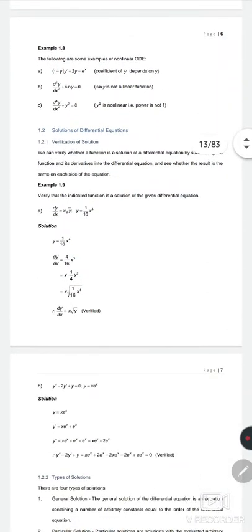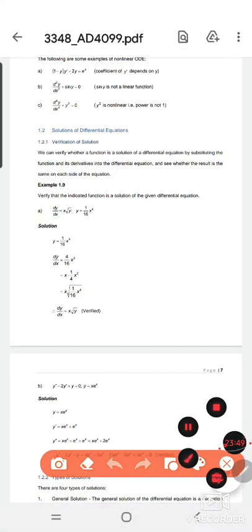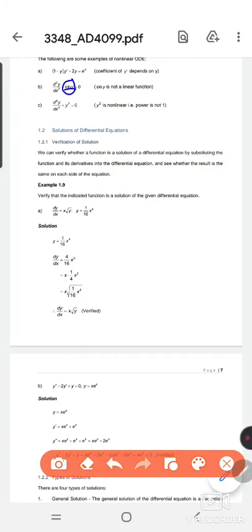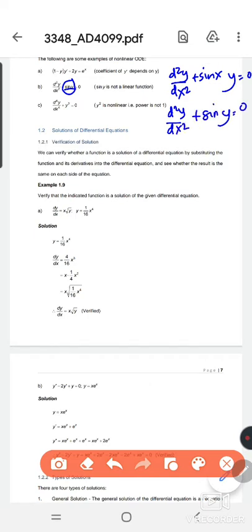Okay, so B. Why is B non-linear? Because you have your sin y. Sin y, dia tak boleh kecuali dia letak macam ni: d^2y/dx^2 + sin(x) y. Beza tak dengan d^2y/dx^2 + sin y = 0? Okay, apa beza? Kalau yang ni kita boleh kata dia linear, but this one non-linear. This one is linear. Okay, apa beza kat sini?